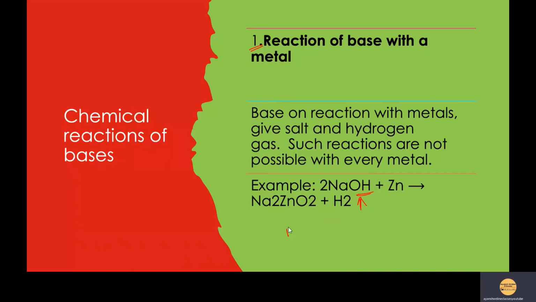So how can you write this? You can simply write the general representation as base plus metal is going to give you a salt plus hydrogen gas, which will be given out into the atmosphere. So the reactions of acid and base are in the same mannerism with the metals. Whenever base is reacting with the metal, we will be getting salt and hydrogen gas. Example also we have seen. Now let's see the next type of reaction.